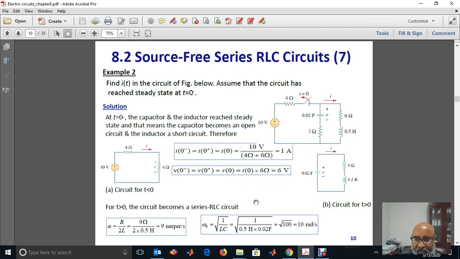For t greater than 0, now the left part of the circuit will be out, and we will have the resistor 3 ohm, the inductor, the capacitor, and the 6 ohm. So this will be a series RLC circuit. R is 9 ohms, 3 ohm plus 6 ohm, so alpha, R over 2L, equals 9, and omega naught, square root of 1 over LC, is equal to 10. Since alpha is less than omega naught, this is an underdamped situation. 9 is less than 10.